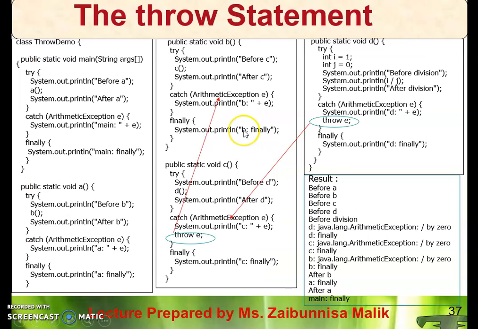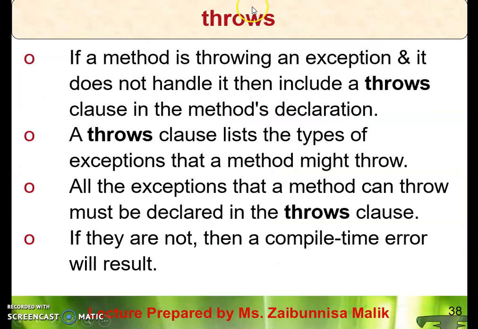Now before starting throws, let me tell you one thing. The throws statement is used for the method. If a method is throwing an exception and does not handle it, then include a throws clause. That means we are not using try catch, we are not handling that error. We want Java to handle it, so we can use a throws clause in the method's declaration. A throws clause lists the type of exception that a method might throw.